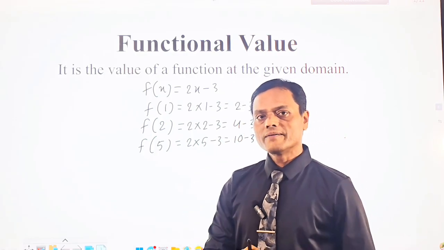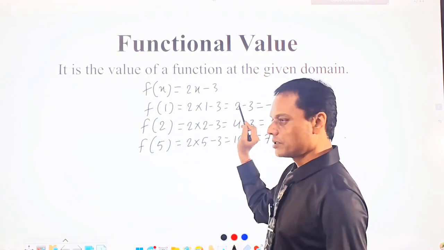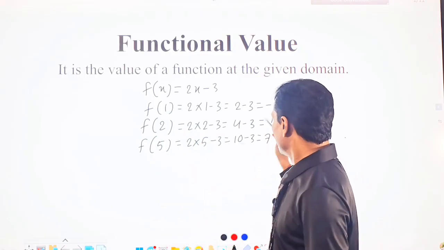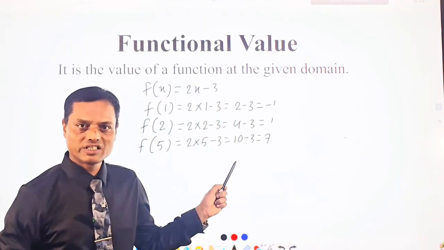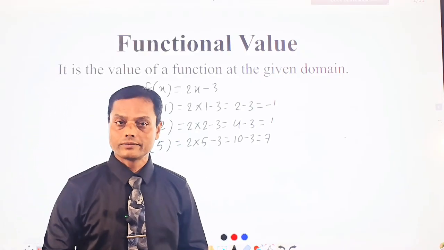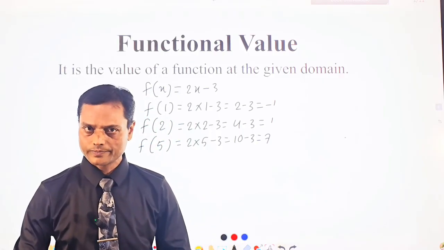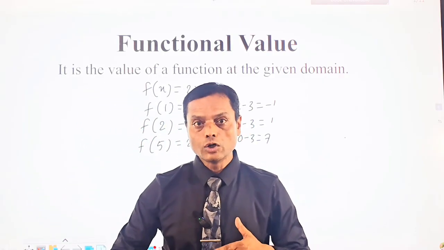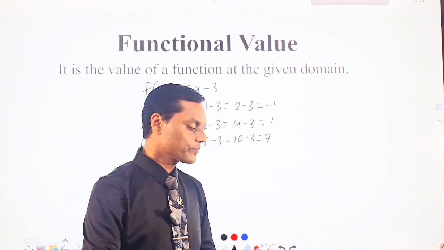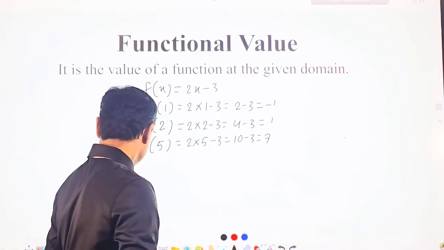We can find a number of values at different values of x. If you put the value of x as 1, we got minus 1. At 2, we got 1, and at the value of 5, we got 7. These minus 1, 1, 7, you see, these all are the functional values. 1, 2, 5, they are the domain. And minus 1, 1, 7, you can say functional value as well as you can say range also. So the functional value means the value of the function at the given value of x, that's the given value of the domain.